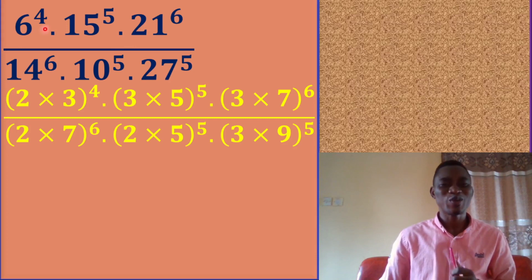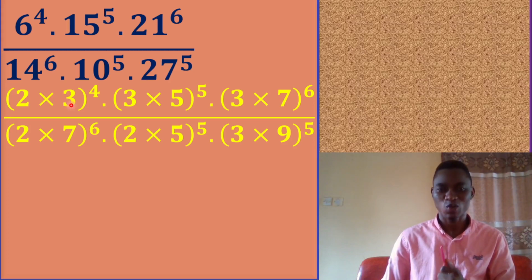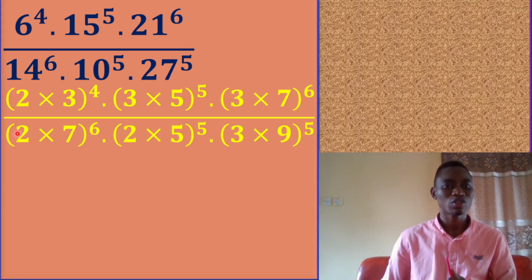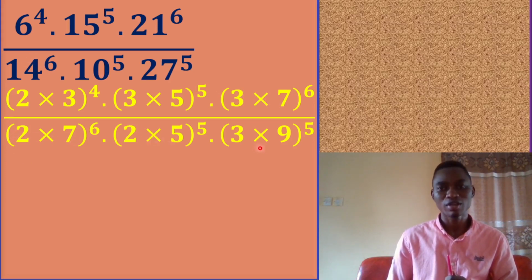You and I know that 6 can be expressed as 2 times 3. 15 can also be expressed as what? 3 times 5. 3 times 7 is what? 21. 2 times 7, 14. 2 times 5, 10. 3 times 9, 27. Of course, the powers are still where they are: power 4, power 5, power 6, and so on.